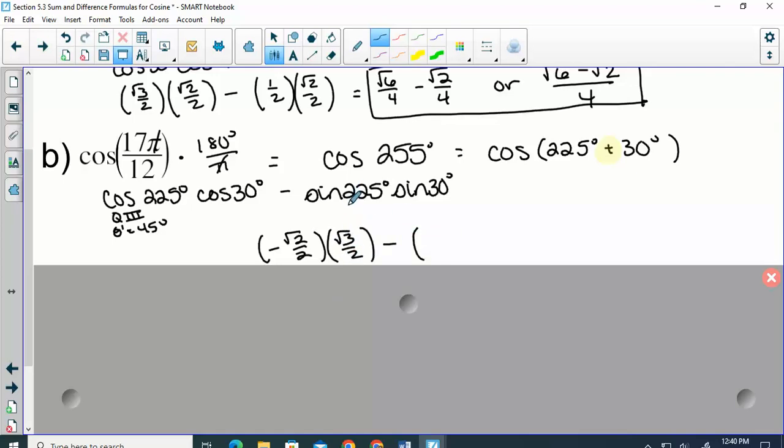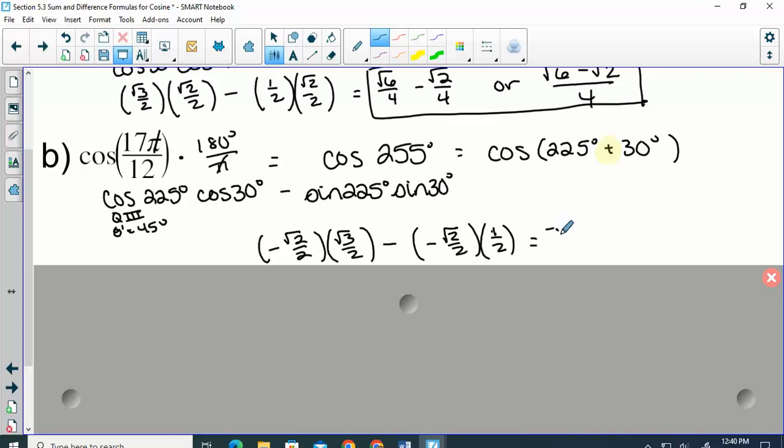Now 225. We already said it's in quadrant 3. In quadrant 3, is sine positive or negative? Negative. What is the sine of 45? Radical 2 over 2. And the sine of 30? Radical 1 over 2, so 1/2.